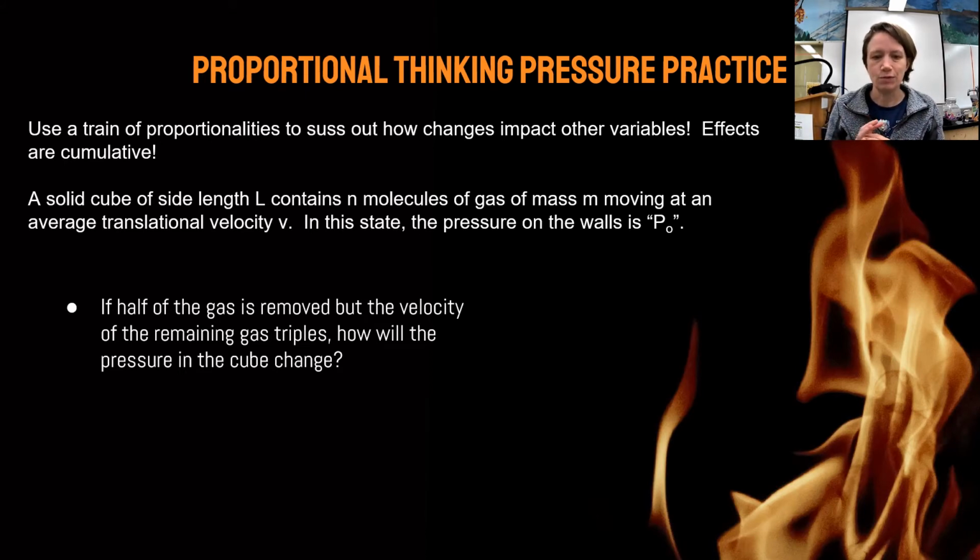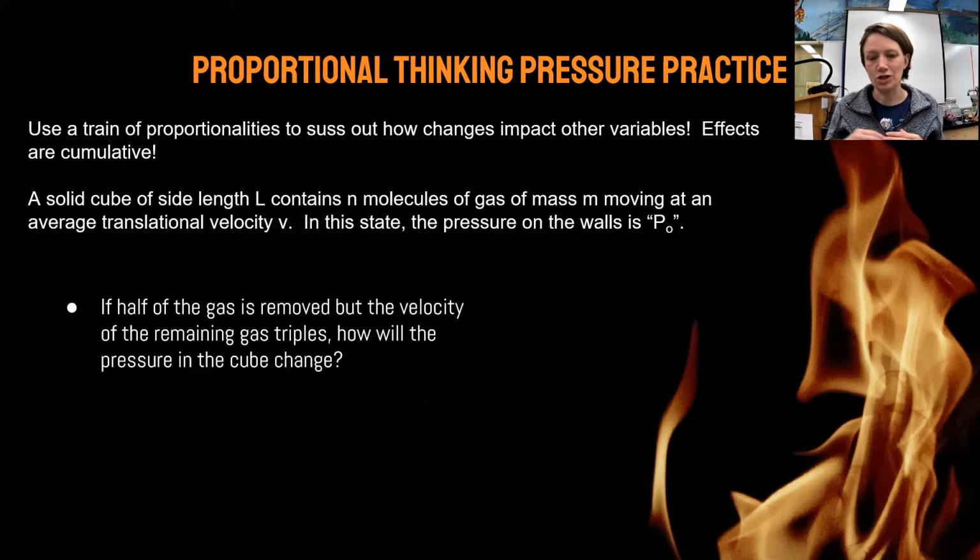If half the gas is removed, but the velocity of the remaining gas triples, how will the pressure in the cube change? I'm going to consider these effects separately and consider how they combine to result in what's happening to the pressure on the cube. First, if you take out half the gas of the sample, the N is going down by a factor of 1/2, and that means we're going to have fewer collisions with the wall, by a proportion of 1/2. If we have half as many collisions with the wall, that's going to make the force go down also by a 1/2, and force is going to make the pressure go down by a 1/2 because of all of these proportionalities.